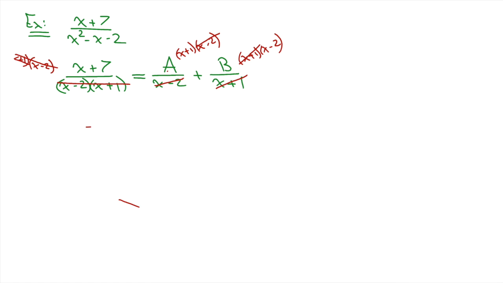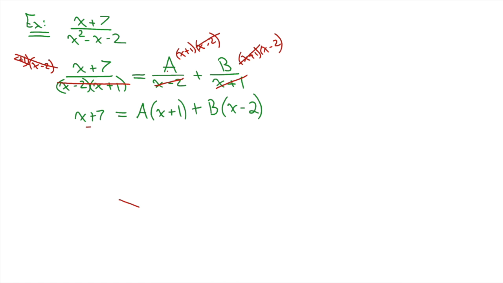What's left on the left? x plus 7. What's left on the right? A times x plus 1, plus b times x minus 2.